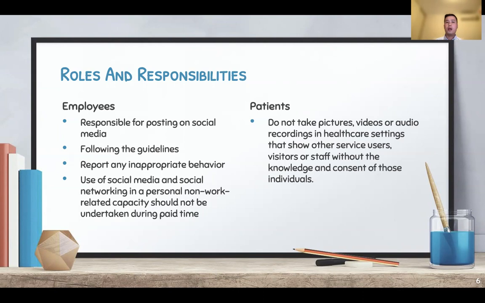The second typical member in the hospital is a patient. They must not take any picture, video, or audio recording in the healthcare setting of other service users, visitors, or staff without the correct consent of the individual.